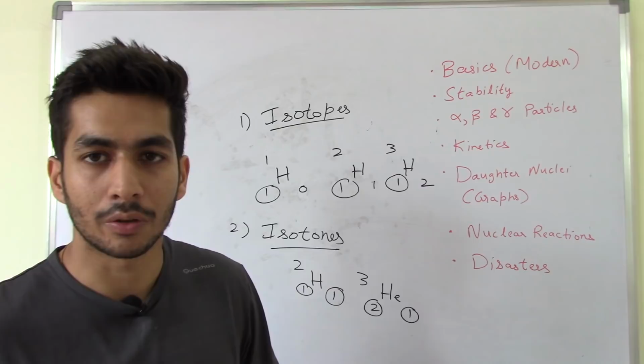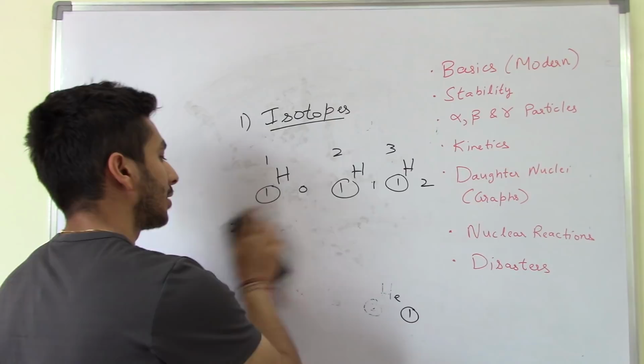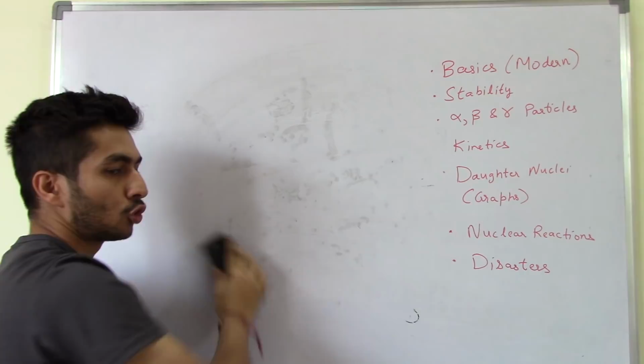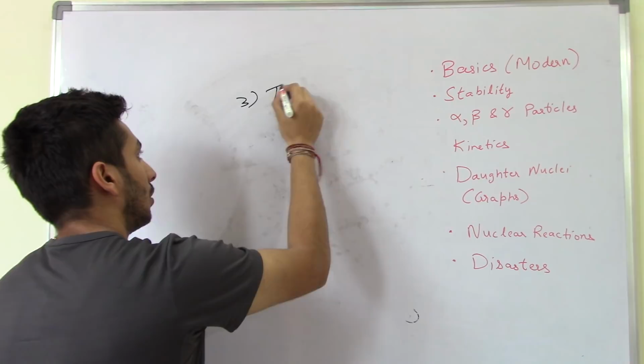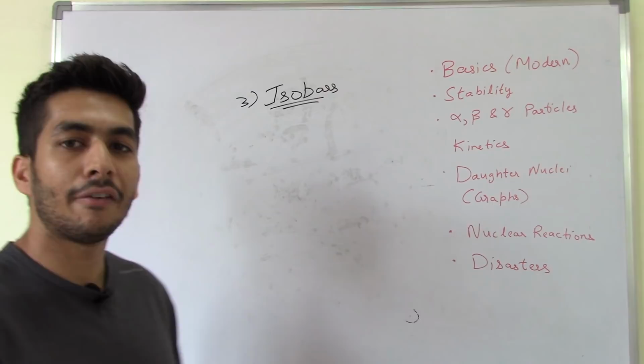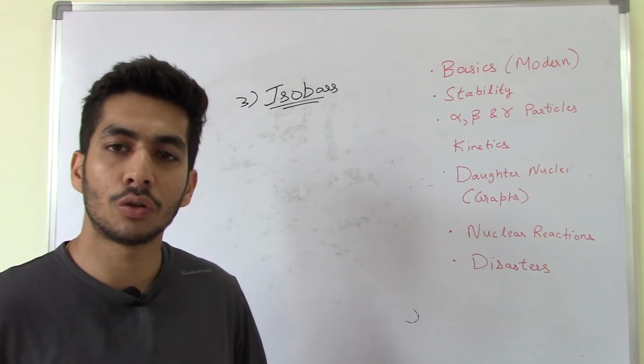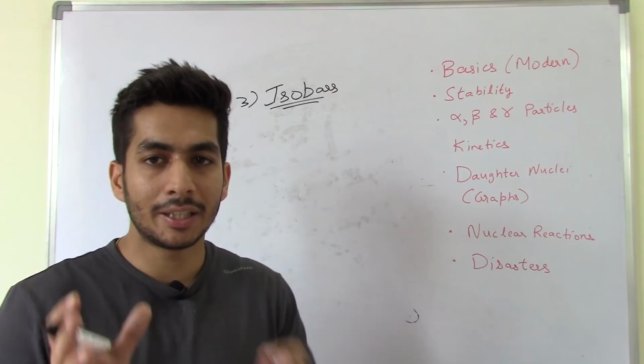Now what next? We'll study about isobars. We studied isotopes and isotones, now we are going to study isobars. What are isobars? Isobars are nucleus or elements which have the same mass number but different number of protons and neutrons. So they have the same mass number, that is their A value is the same, but they differ in the number of protons and in the number of neutrons.